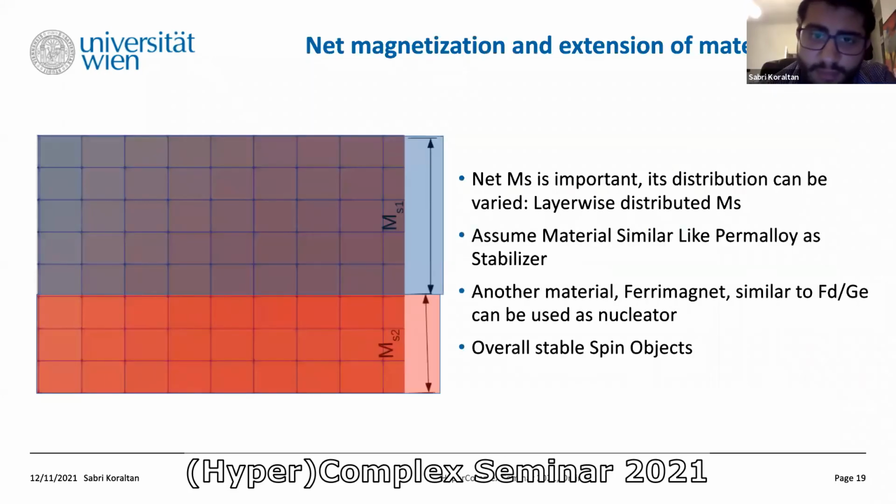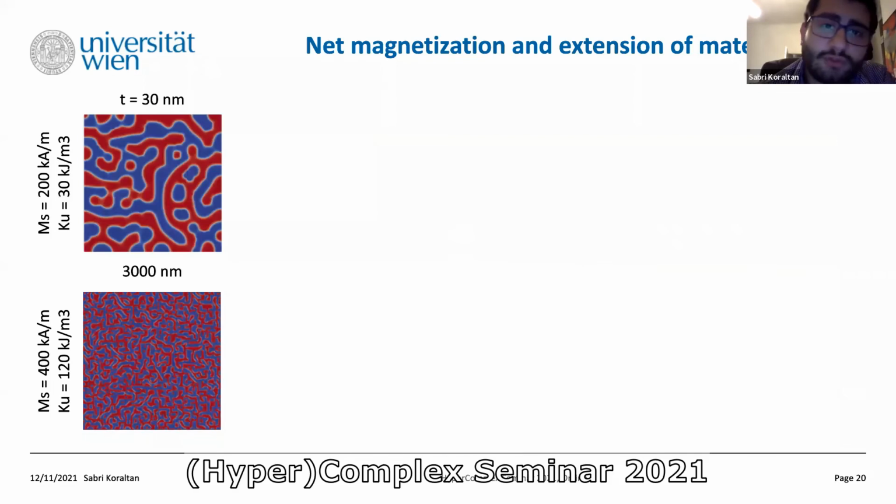So the last part that I want to show you was how to extend this coexistence, and this would be, if we have a thin film of 30 nanometers with very low saturation magnetization, then we can host skyrmions, but the stripe domains are too large, so our skyrmions would be too large. Then we can combine it with a larger film of, let's say, 400 kiloamps per meter, which individually cannot host the desired sizes of skyrmions.